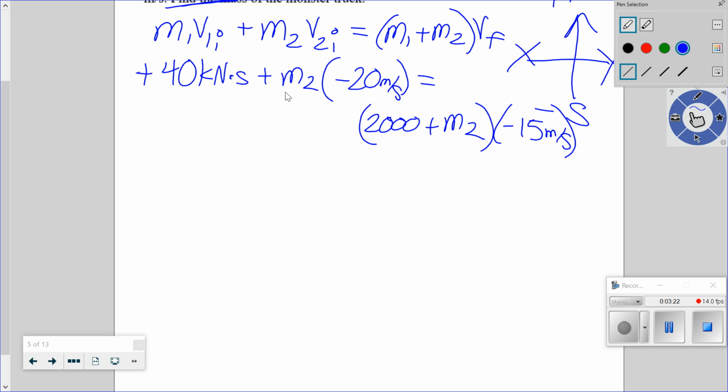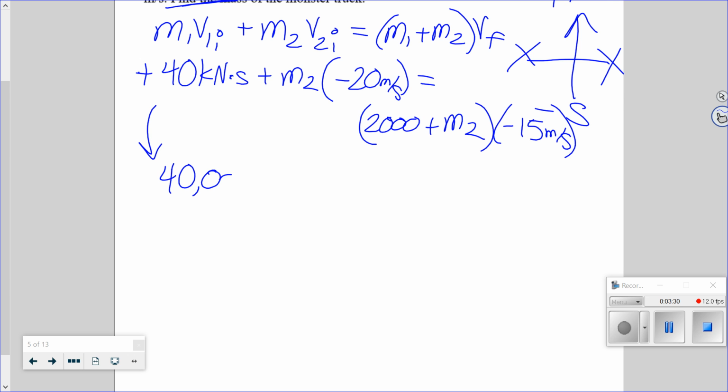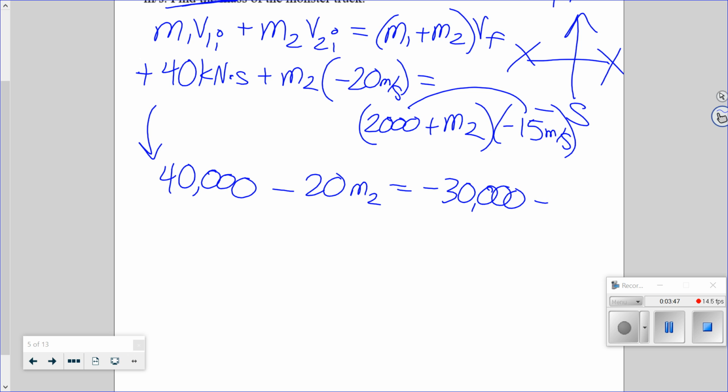Okay, let's drop all our units for the next step, just to make that easier. So I actually have 40,000 minus 20 times m2 equals 2,000. Oh, I'm going to distribute. Let's do that step. Minus 30,000 minus 15 times m2. Okay, just numbers. We're all in units of momentum, like we understand the units.